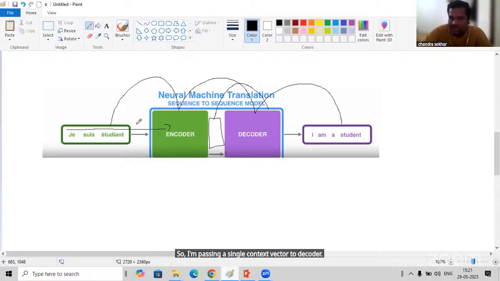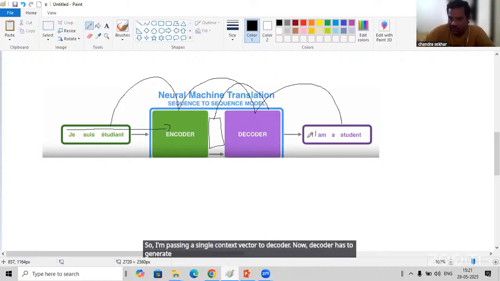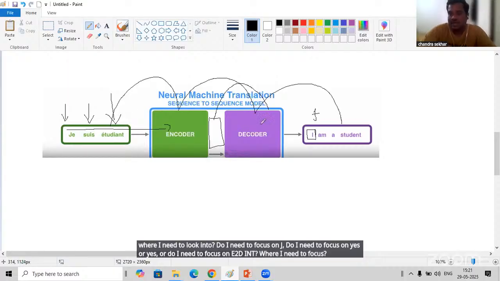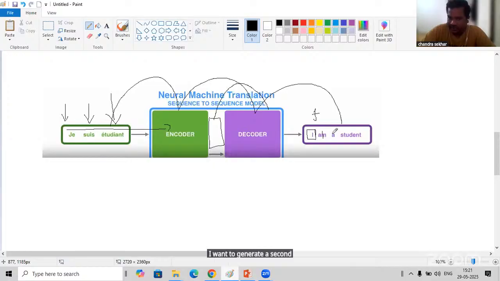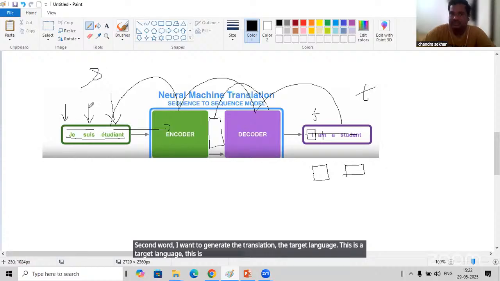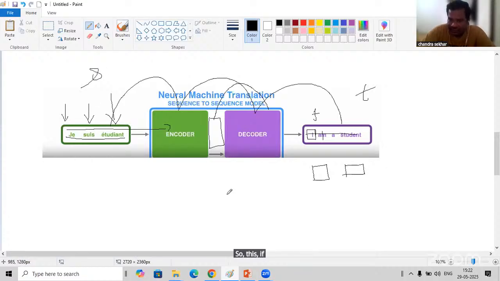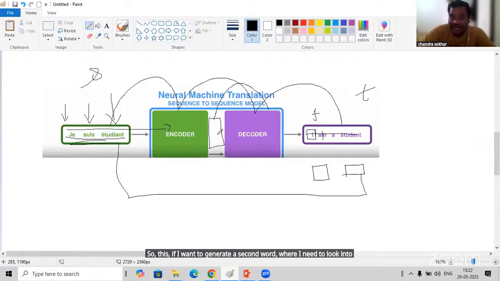Now the decoder has to generate. First, it has to generate one word. To generate the first word, where do I need to look? Do I need to focus on JE? Do I need to focus on SUIS? Or on ETUDIANT? Where do I need to focus? Then I want to generate a second word. Forget about the first word; now I have to generate the second word, the translation in the target language. This is the target language, this is the source language. If I want to generate the second word, where do I need to look?